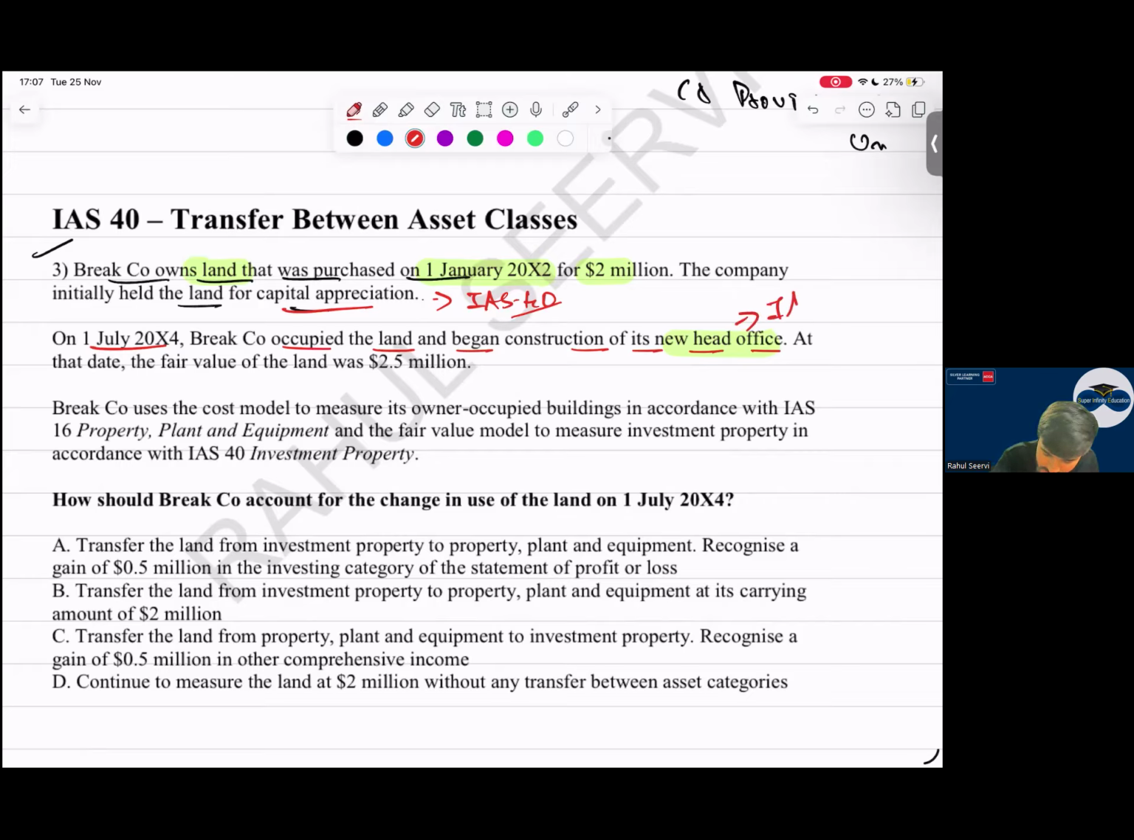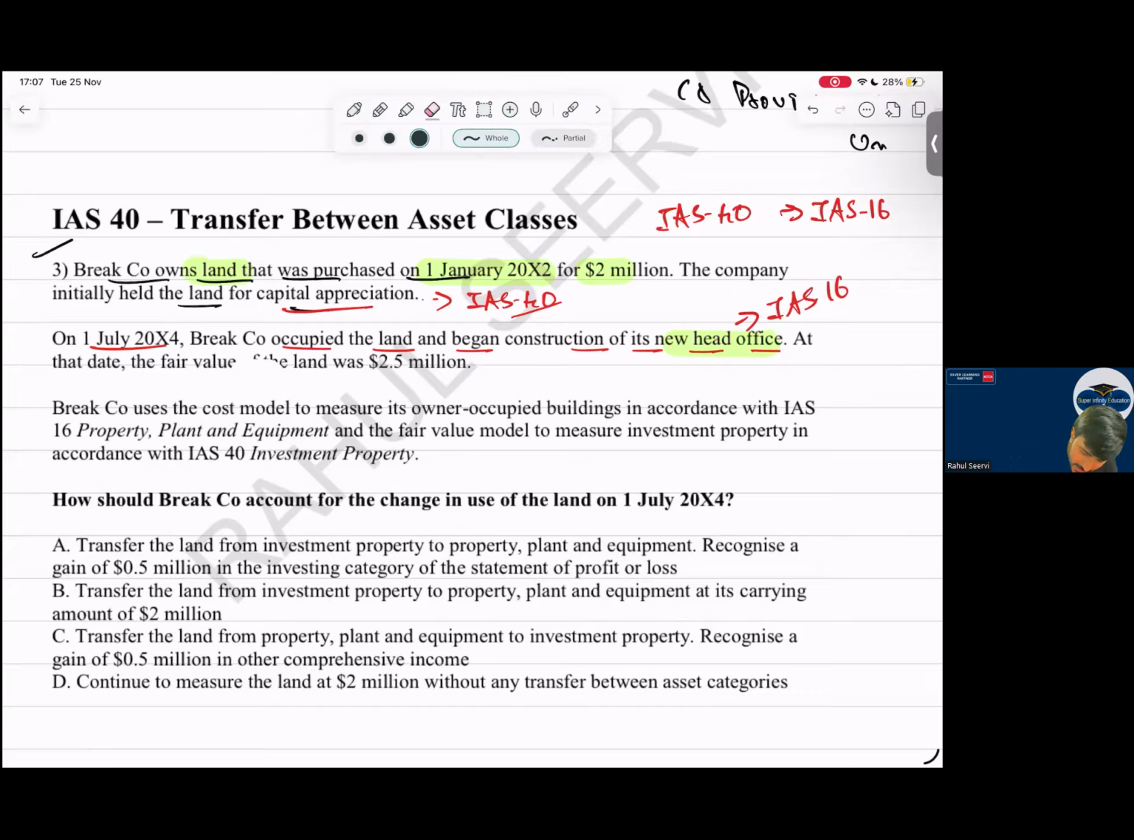Head office will be what, sir? IAS 16. So it's a transfer case or not? Sir, from IAS 40 to IAS 16. IAS 40 to IAS 16. And what are the three important rules I mentioned in the class? First, follow the old standard. Then transfer, and then follow the new standard. Whenever you transfer, first follow each and everything, or do the fair value of that asset as per the old standard. Let us see now.